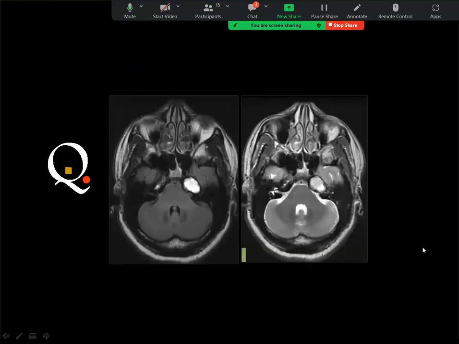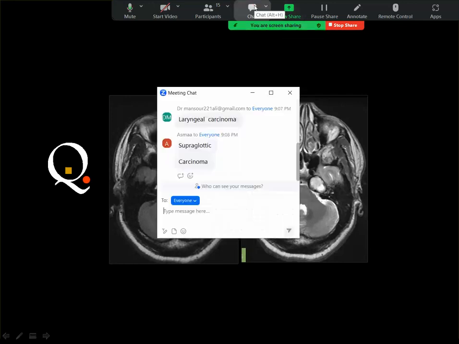The next case is an MRI of the petrous bone, let us say, and this is T2, the FLAIR image, and this is T2 weighted images.